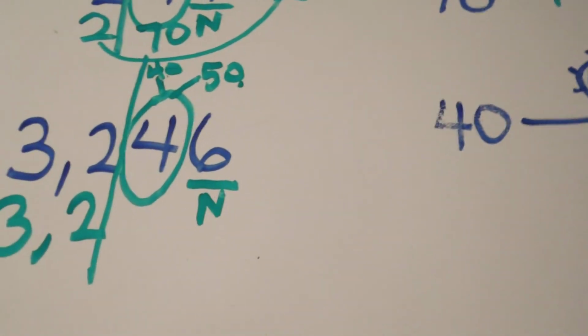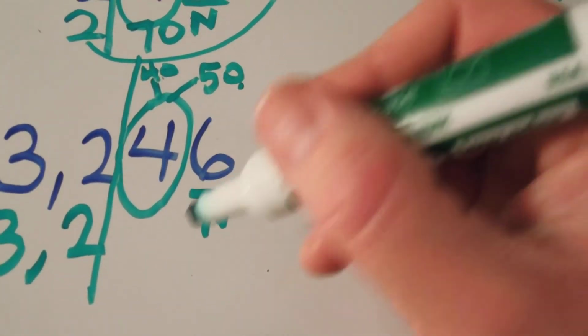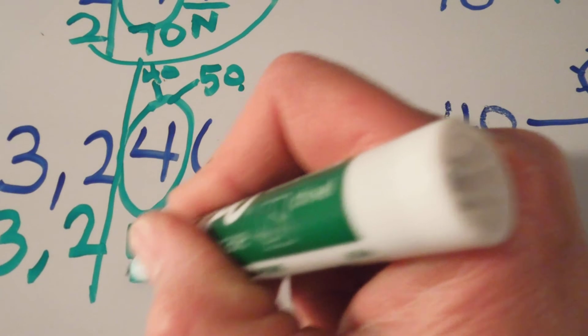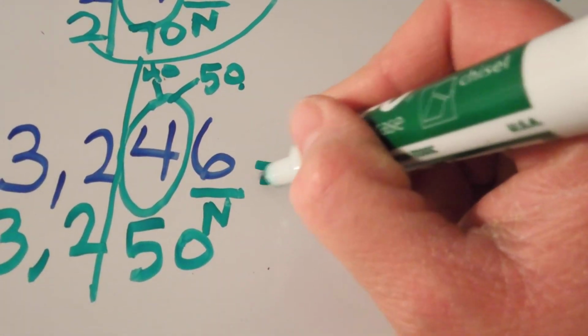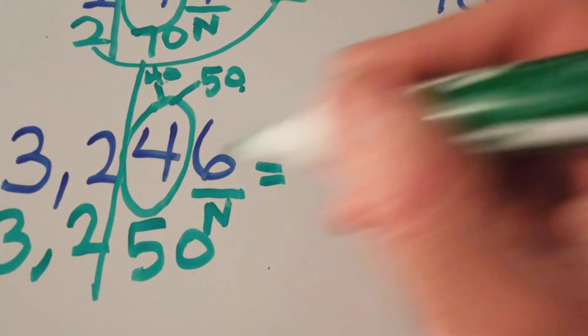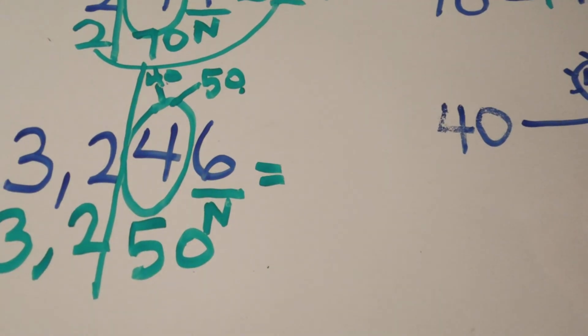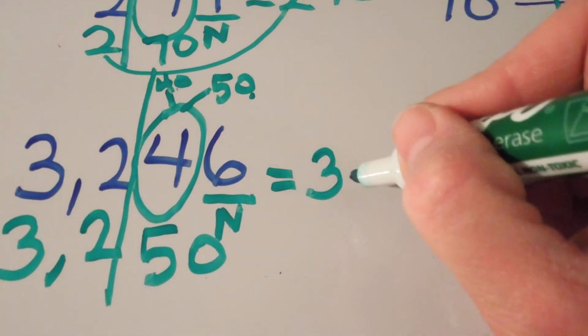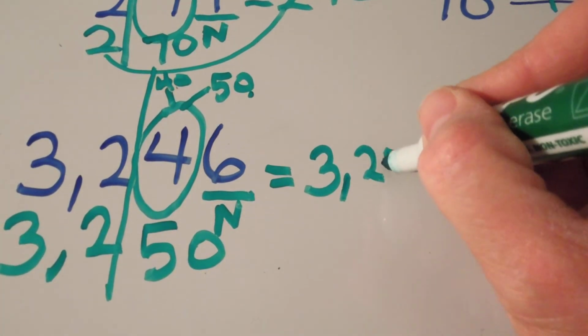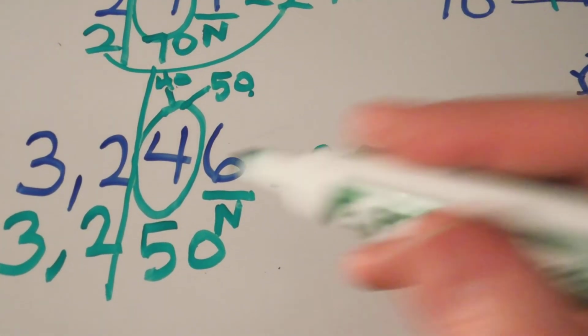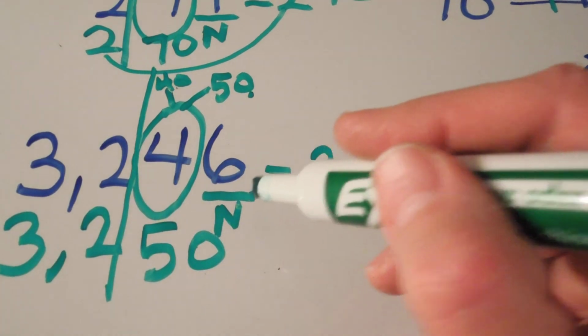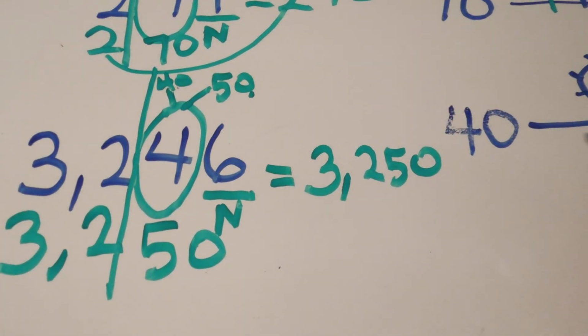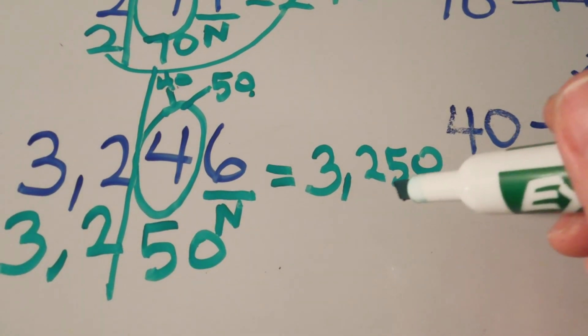Now let's go back to the number. We know this is rounded to about 50. So our answer isn't going to be just 50. We have to remember these two numbers to the left of 50. So our answer is going to be 3,250. So 3,246 rounded to the nearest 10 would be 3,250.